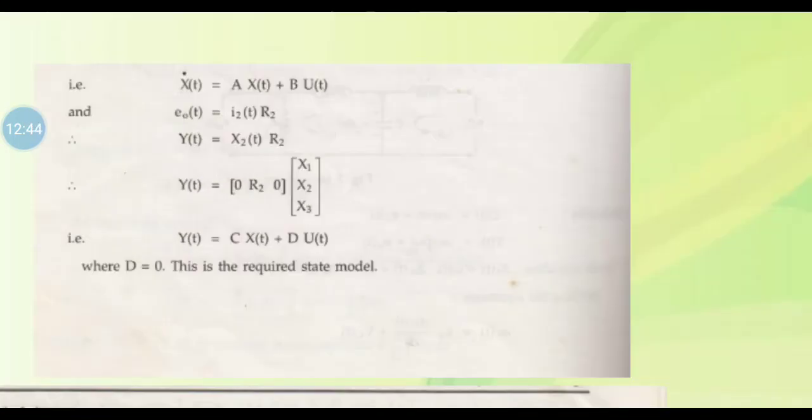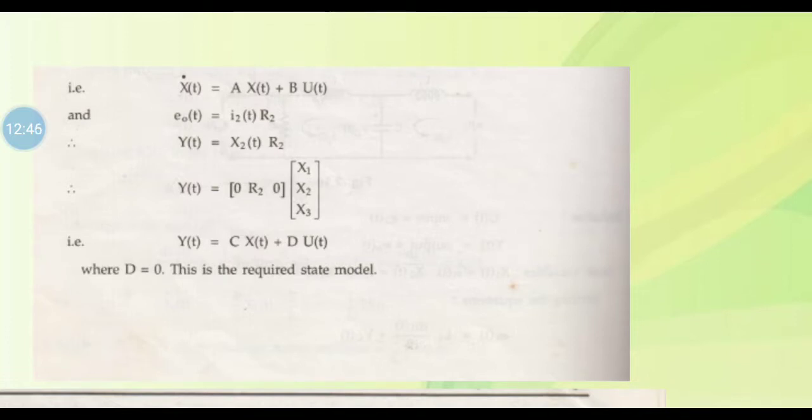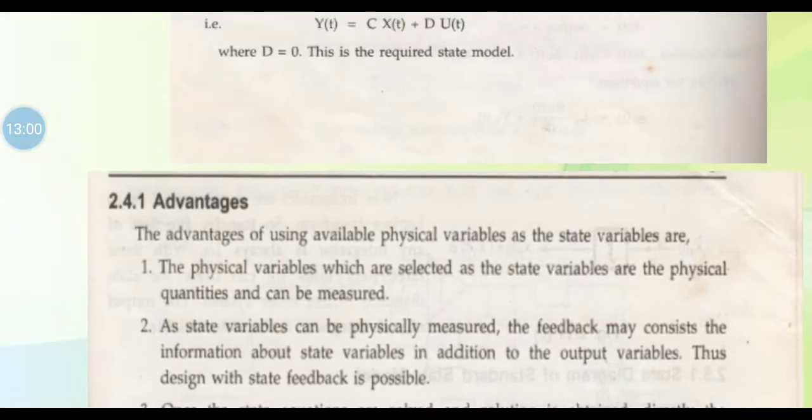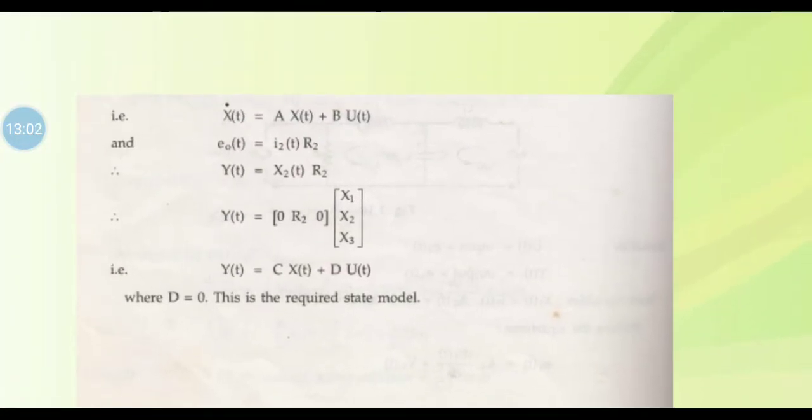And what is e naught of t? We have to see the diagram and write what E naught of t is. It is the voltage across the resistance. Voltage across the resistance is R2 into I2 of t. So y of t is equal to x2 t into R2, because we have taken I2 of t as x2 of t.